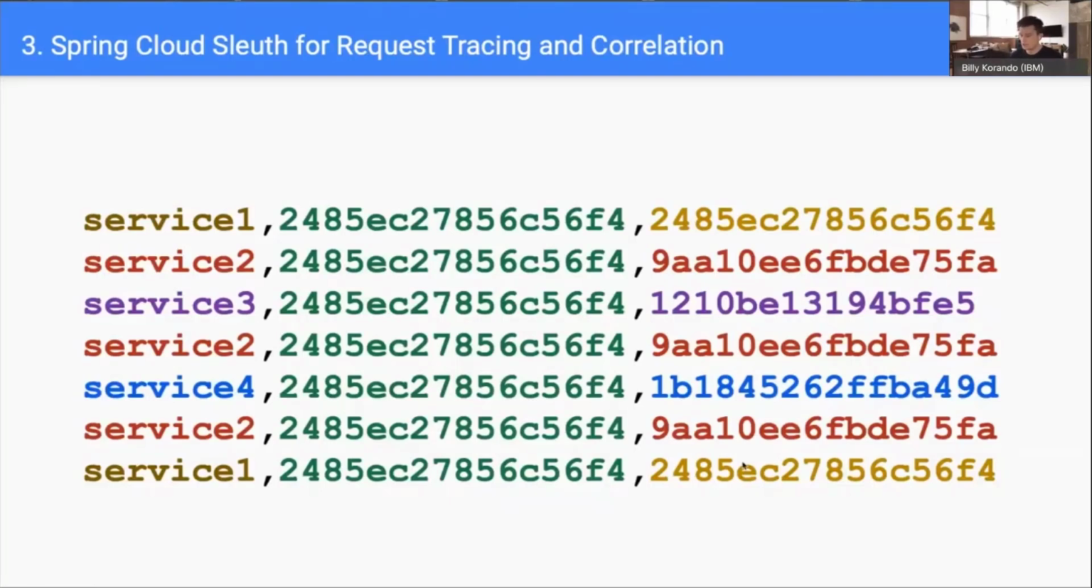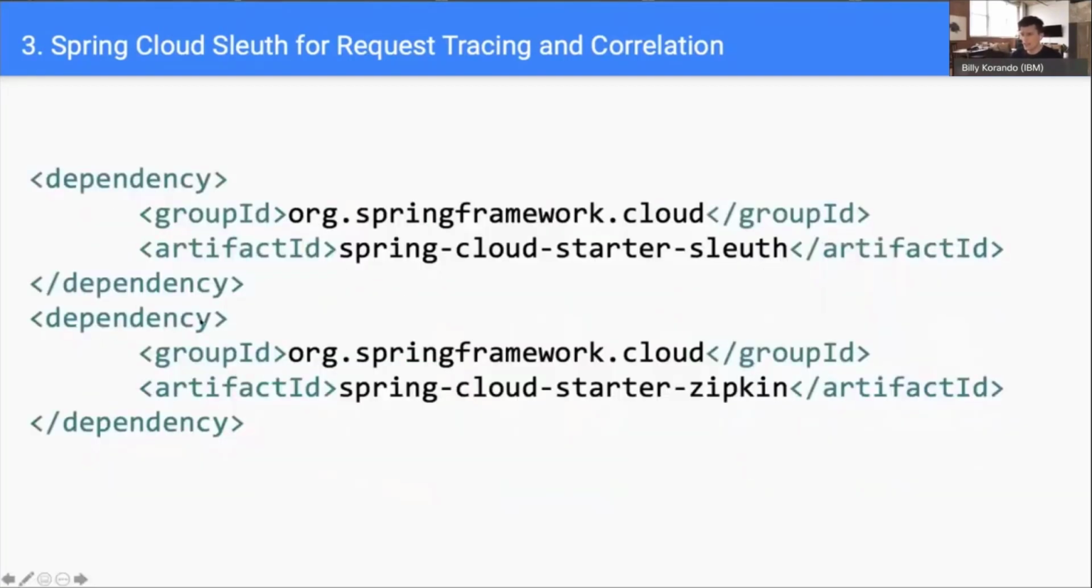All you have to do to get that is put this dependency within your Maven file, or if you're using Gradle, use the correct syntax for that. Then there's also correlation, which we're going to look at, or tracing, which we're going to look at with Zipkin. I have it a little bit backwards: correlation refers to Sleuth, and tracing is Zipkin.